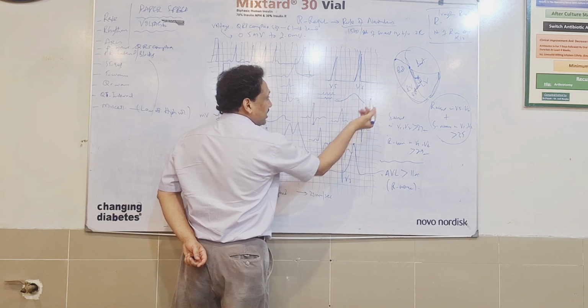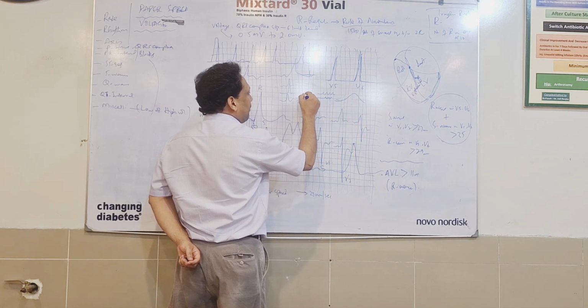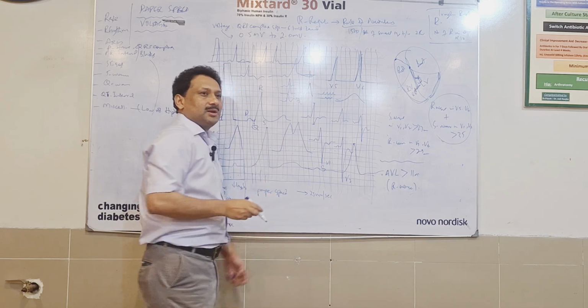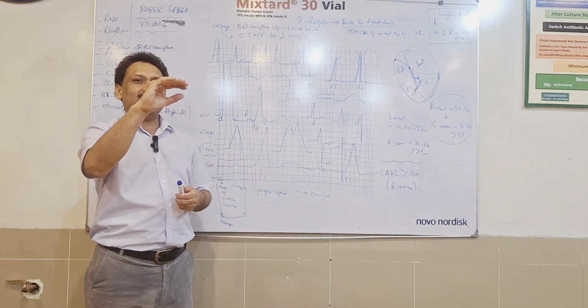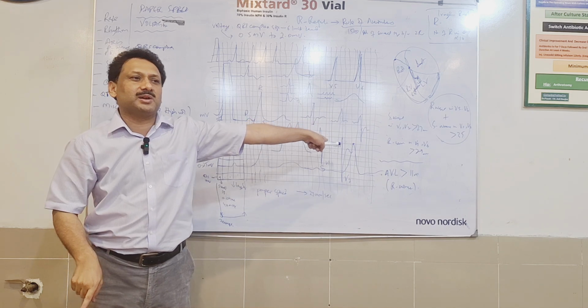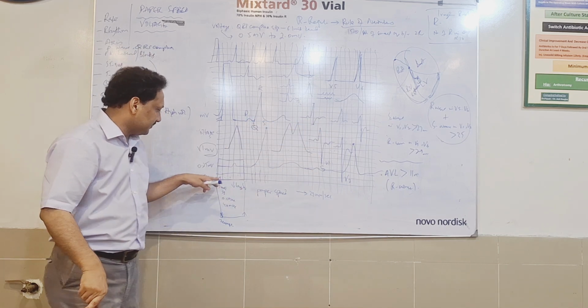like that, this is broader. If I draw P wave like that, this is taller. So a P wave should be less than 2.5 height, less than 2.5 means 2.5 small squares, small boxes or squares, right?